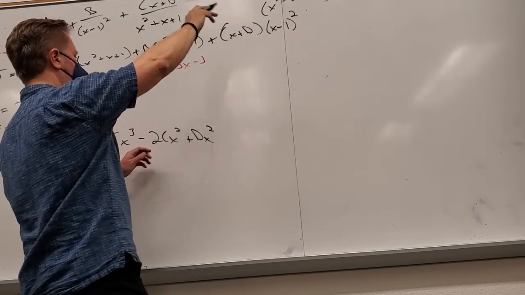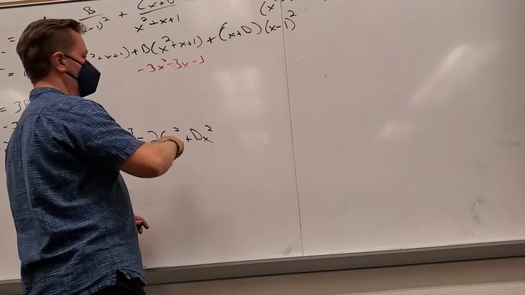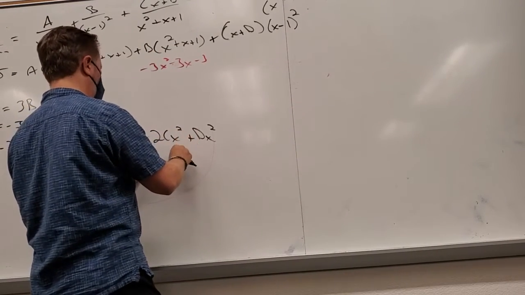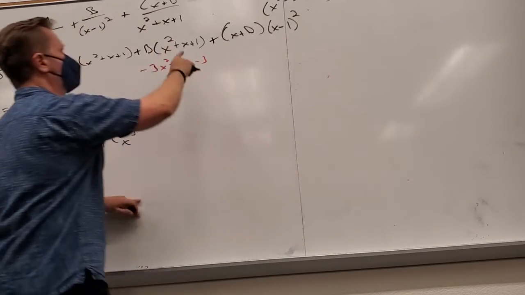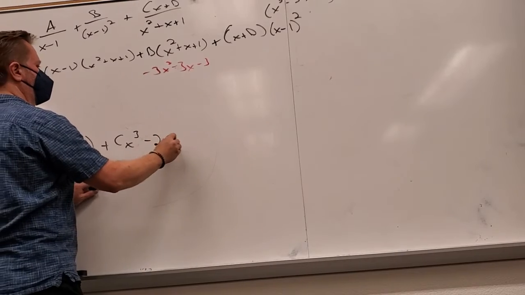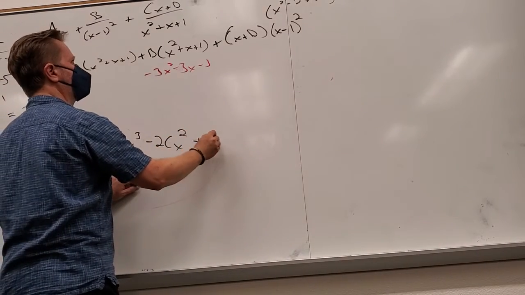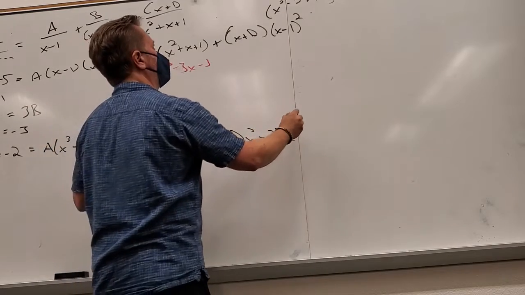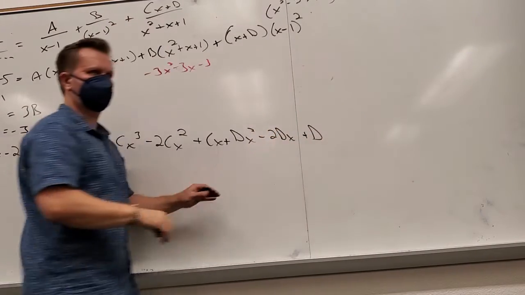Right, and then, oh Jesus, that, Jeff, would be 2dx squared. Did I say that and then I didn't do it? All right, Jeff, don't do it too quickly. Cx cubed minus, let's just do this straight up, Jeff. Just do it straight up. There you go, buddy. Plus cx plus dx squared minus 2dx plus d. Is that cool? Okay.